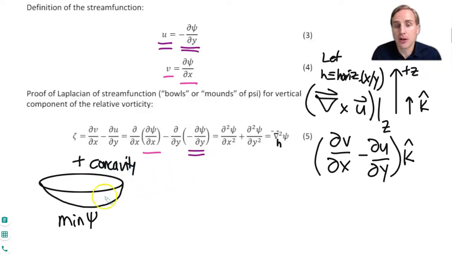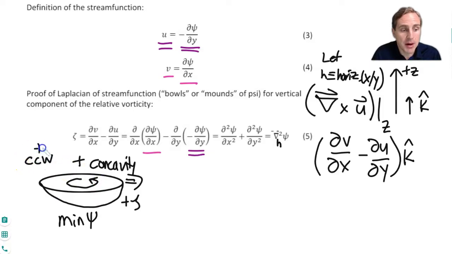Thinking back to your calculus 1. Well, positive concavity, that's going to produce, based upon this Laplacian, a positive zeta. So if you have a minimum of psi, this is going to produce counterclockwise rotation. Counterclockwise, by the way, is going to be positive in the northern hemisphere, and for that matter, just in the typical way we define vectors in the x, y, z system that I've defined.